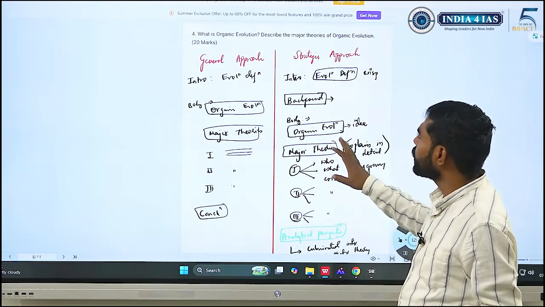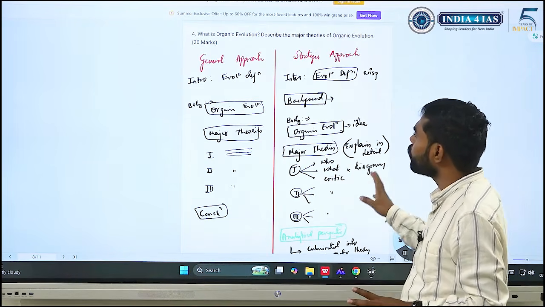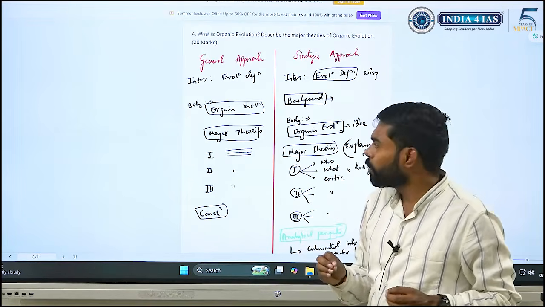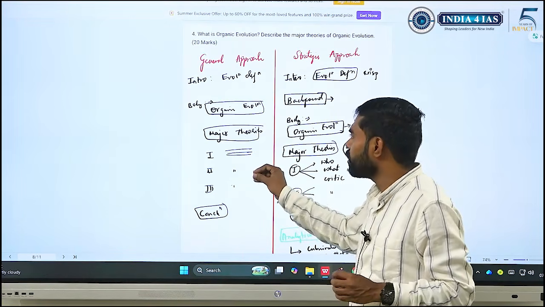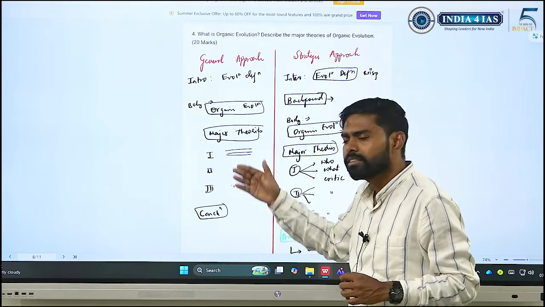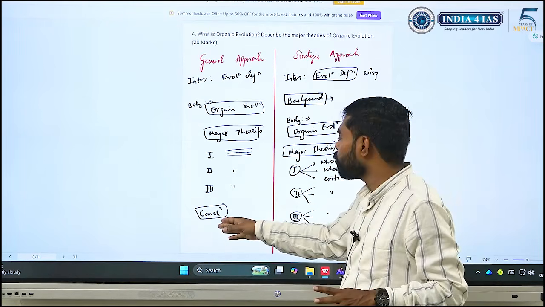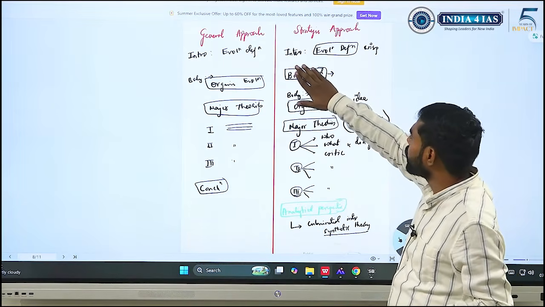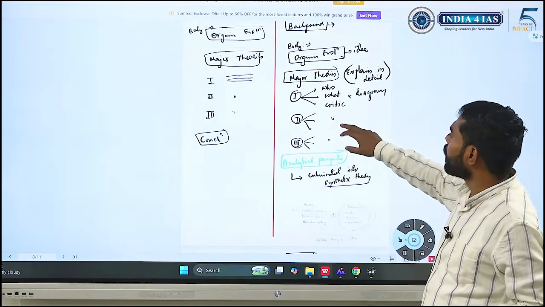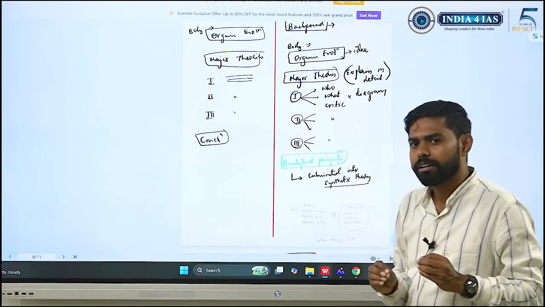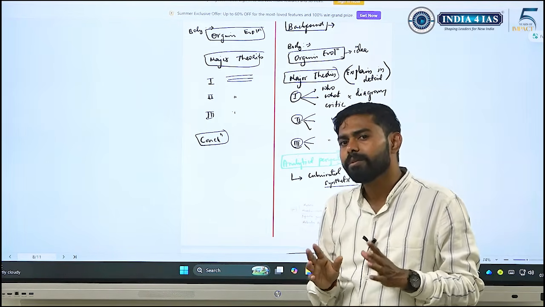What is organic evolution? Describe the major theories of organic evolution. What is the general approach? We'll define what organic evolution is, and then we'll explain it, and we'll write the theories in points. And then we'll conclude. But what I am trying to do is add that extra dimension, the background, and then write these theories in a very structured manner, unlike in a single paragraph.